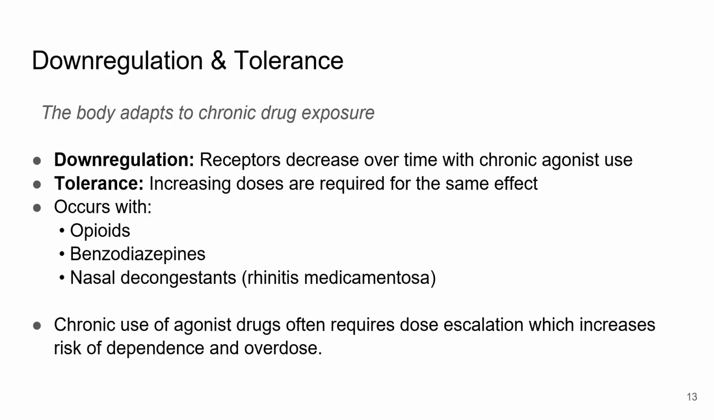Clinically, this matters because chronic use of agonist drugs often leads to dose escalation, so more of the medication over time. This is where we have to start thinking about patients being dependent, toxicity, and overdose. The takeaway here is that tolerance is a predictable pharmacologic response. We know with certain medications that tolerance is going to occur. This is not a patient failure for taking the medication incorrectly, but it does help us predict what medications are going to be safe and how we need to monitor them.